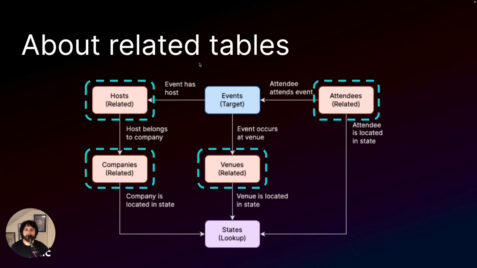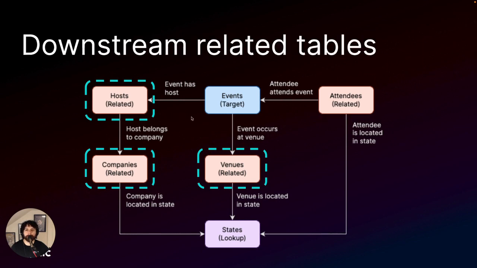Finally, based on the target table configuration, Tonic identifies related tables. A related table is a table other than a lookup table that has a foreign key relationship with a target table or with another related table. Downstream related tables contain records that are required for referential integrity. For example, in our events target table, one column identifies the host from a foreign key relationship with the hosts table. The hosts table is a downstream related table. The subset must include all of the host records that are referred to in the target event records.